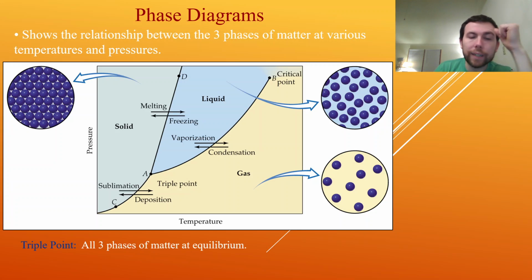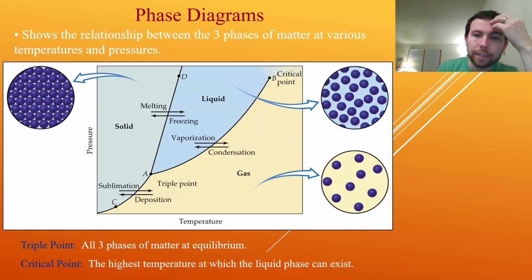So again, the triple point is when all three phases of matter are at equilibrium. And the critical point is the highest temperature at which the liquid phase can exist. That's going to be your critical temperature and your critical pressure as well. Beyond that temperature and pressure, it's going to have to go into the gas phase.